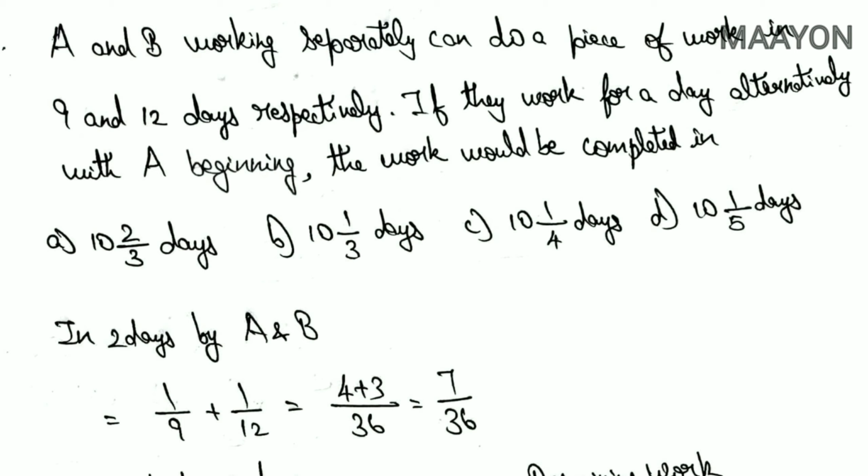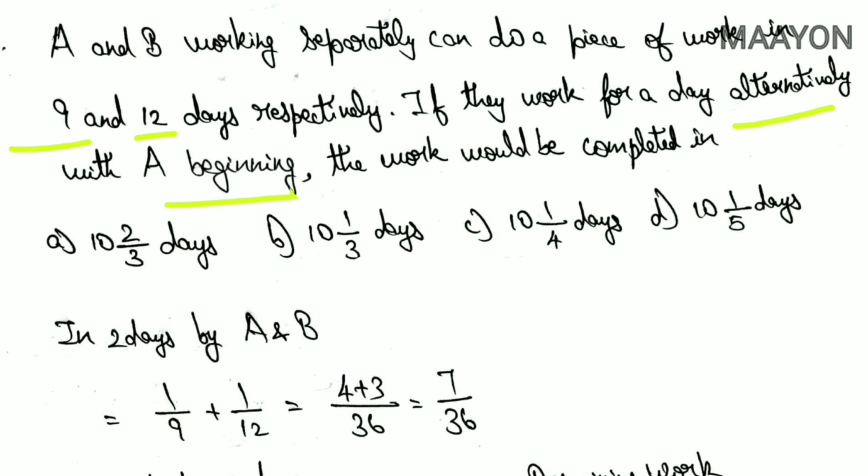A and B working separately can do a work in 9 and 12 days. Now A and B work on alternate days, that's alternatively. That is, A works for one day, then B, then again A would come to work, then again B would do the work, and so on. Here A is beginning the work, that is, the first day would be started by A. And observing the options, we see that all the options are given in 10. So the work is completed on the 11th day.